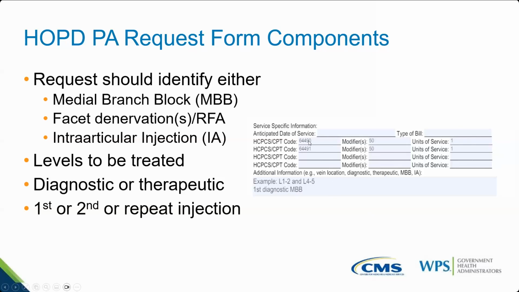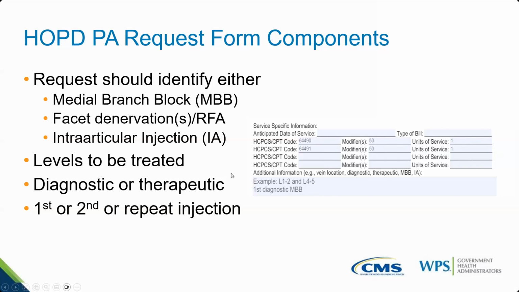We have the 64490 and the 64491 here. They've said they're going to use the 50 modifier, meaning it's bilateral, 1 unit of service for each level that they are reporting. And down here, they gave us additional information. So they're going to do L1, L2, and L4, L5, and it's going to be first diagnostic MBB.